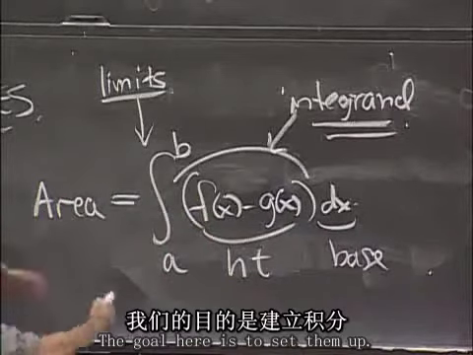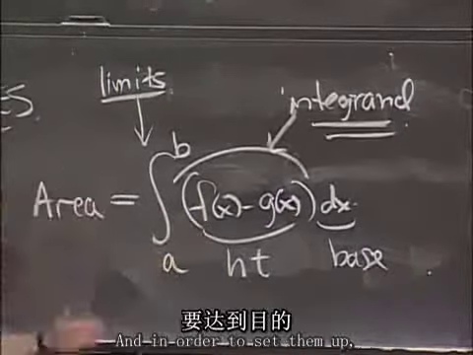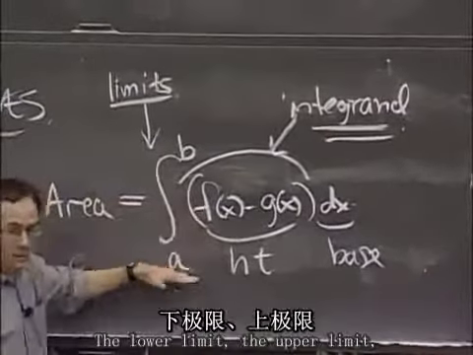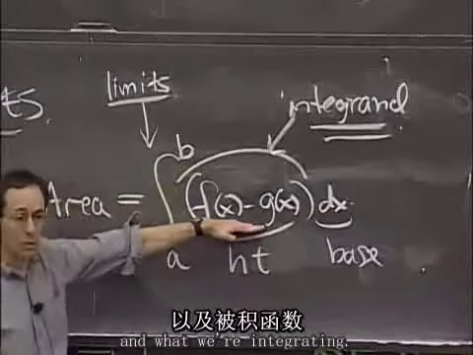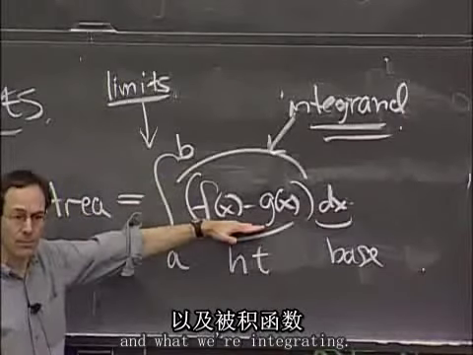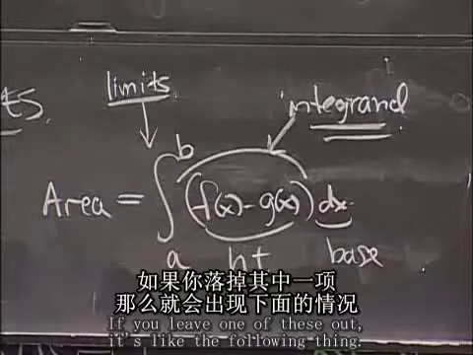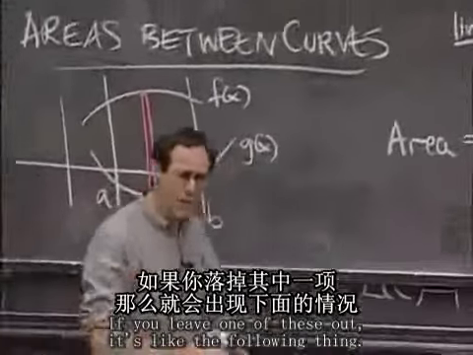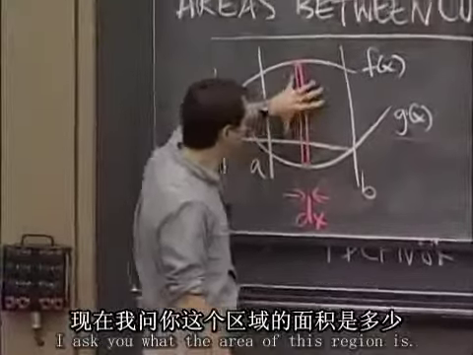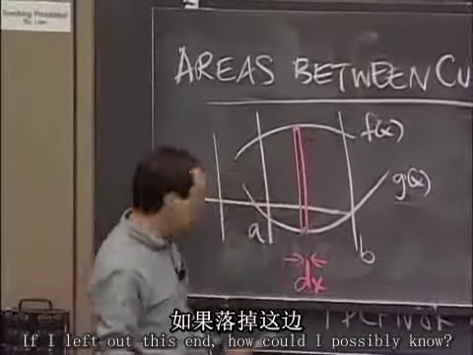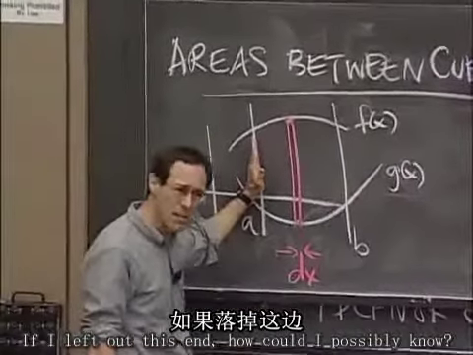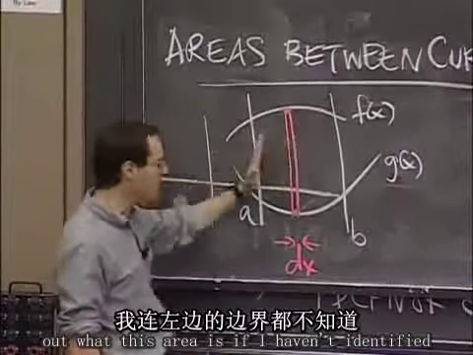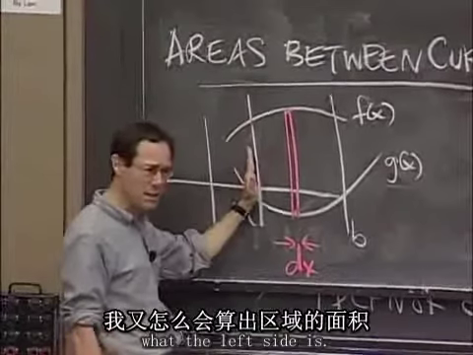The goal here is to set them up. And in order to set them up, you must know these three things: the lower limit, the upper limit, and what we're integrating. If you leave one of these out, it's like the following thing. I ask you what the area of this region is. If I left out this end, how could I possibly know? I don't even know where it starts, so how can I figure out what this area is if I haven't identified what the left side is?